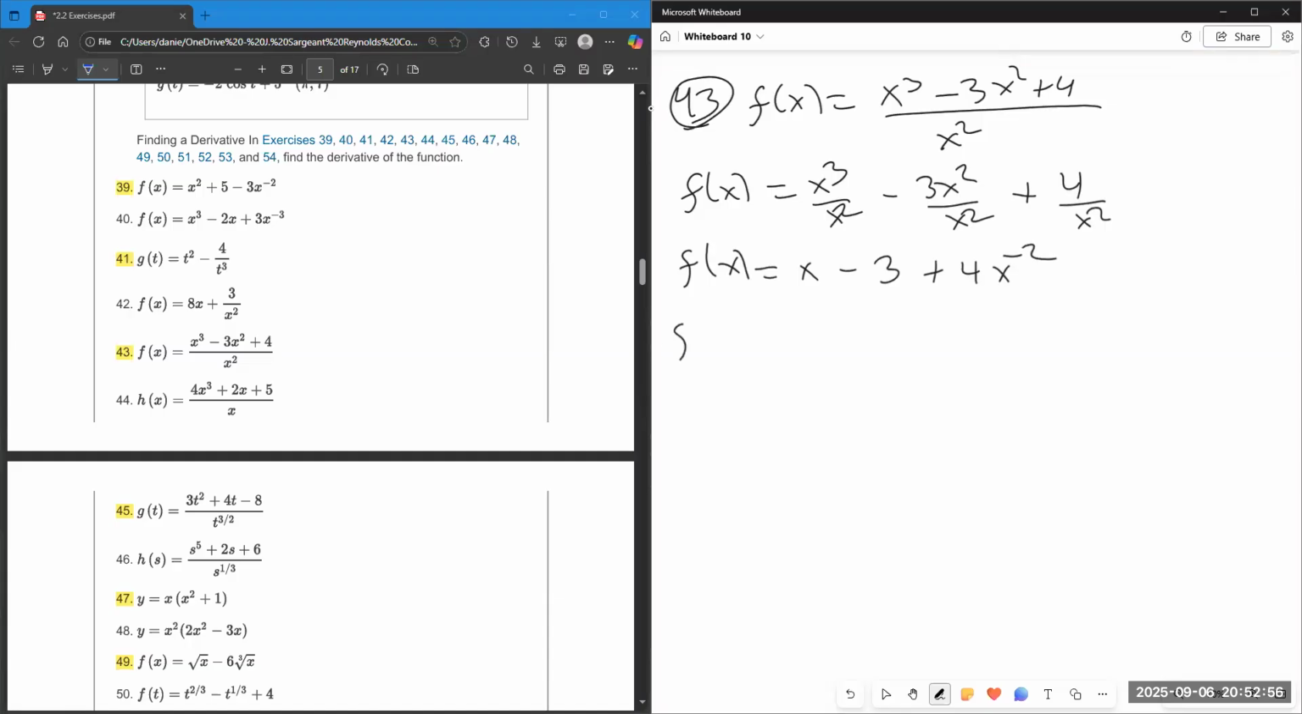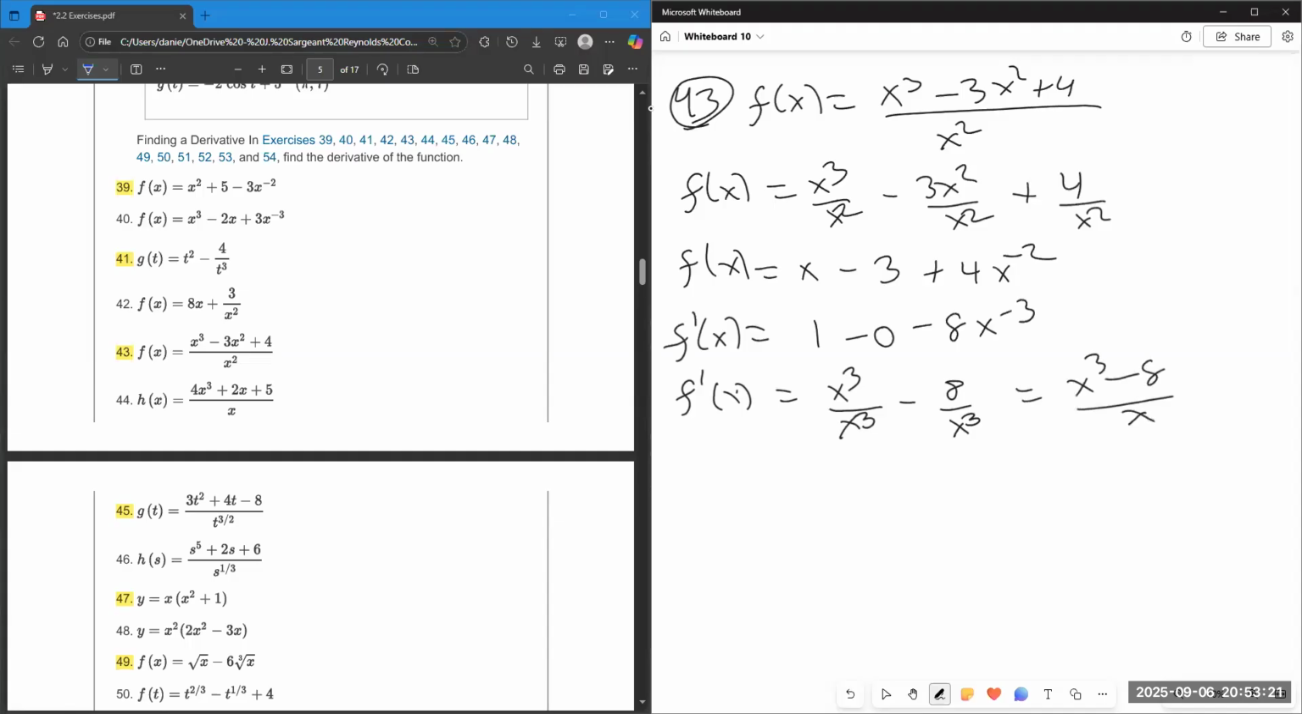And so that will be f prime of x is equal to 1 plus 0 minus 8x to the negative third. F prime of x is x to the third over x to the third minus 8 over x to the third, which is x cubed minus 8 over x to the third. All right.